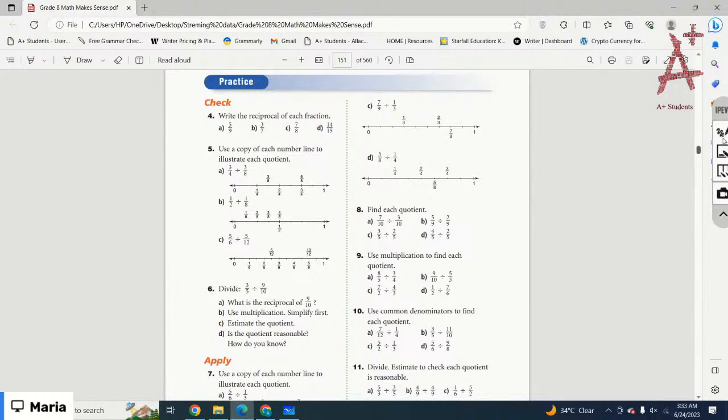You can represent it like this: 3 over 8 and 3 over 8. And here you can see 6 over 8, that equals 2. So this one is actually 2. Got it?